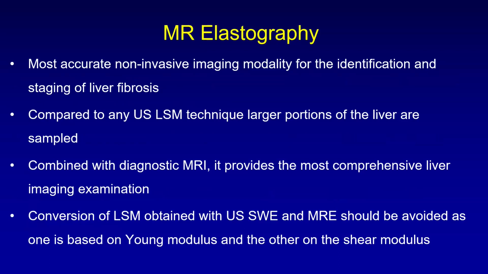So MR elastography is mooted as the most accurate non-invasive imaging modality for the identification and staging of liver fibrosis. Compared to any ultrasound LSM technique, larger portions of the liver are being sampled with this modality. Combined with diagnostic MR, it is providing the most comprehensive liver imaging examination.